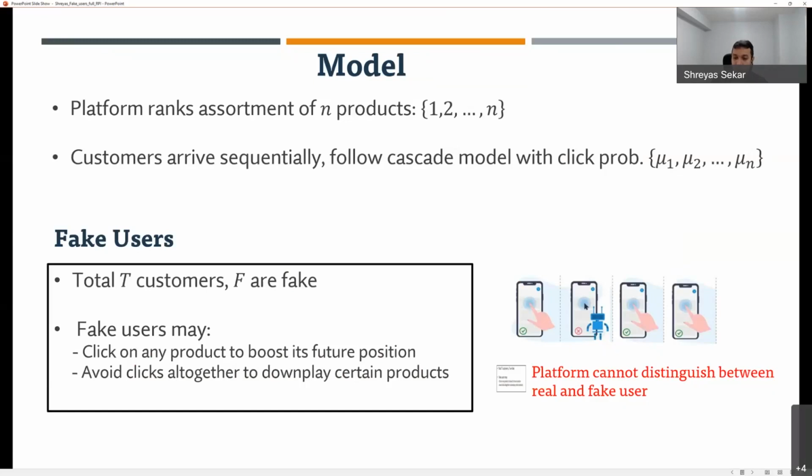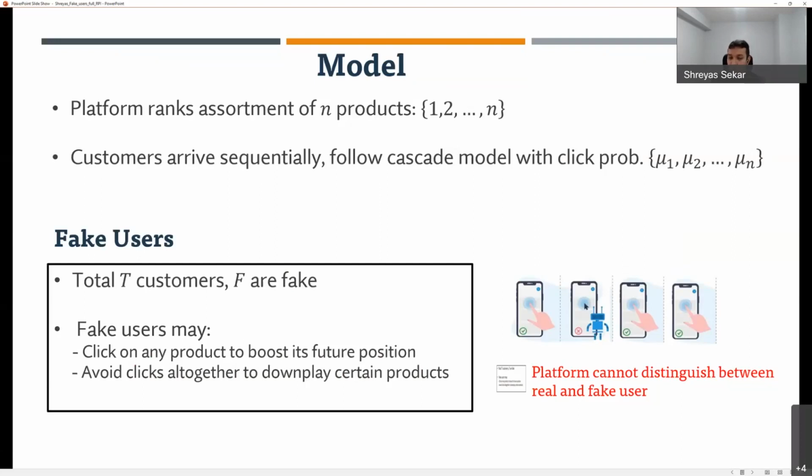In particular, these users can do one of two things to boost the position of their products. They can click on specific products in order to boost its position. Why is that? Because by repeatedly clicking on my product, I'm leading the algorithm to think that this product is more popular than it actually is. The second thing they can do is completely avoid clicking on certain products to downplay it, or to lead the platform to underestimate its position. This is super important in ranking problems. This is completely unavoidable. Why is that?